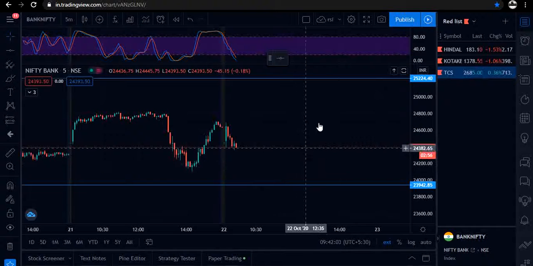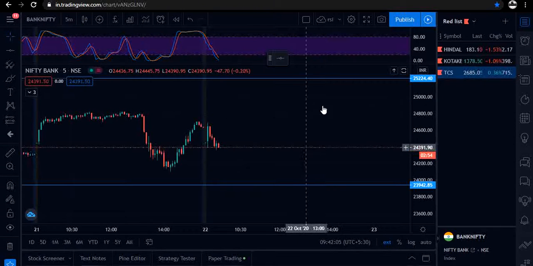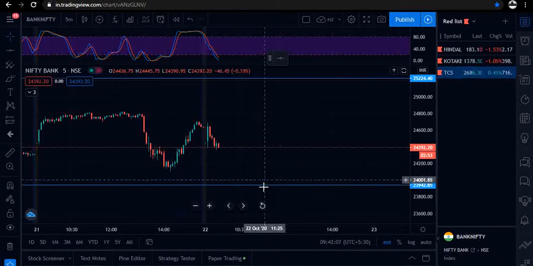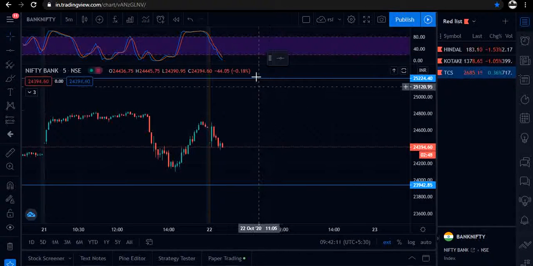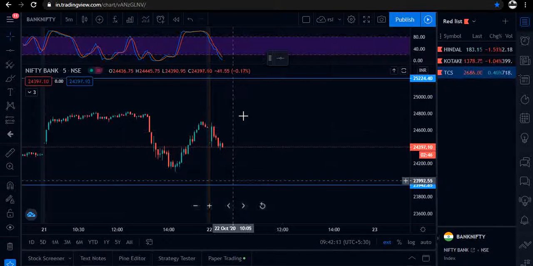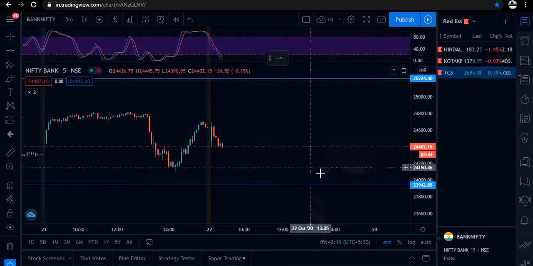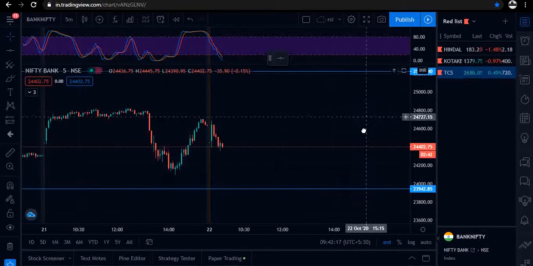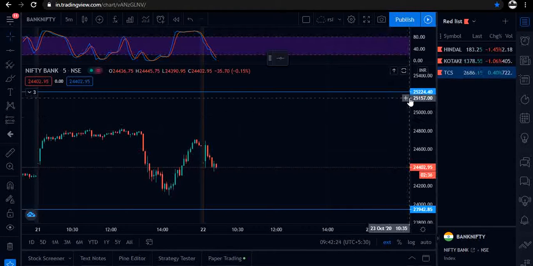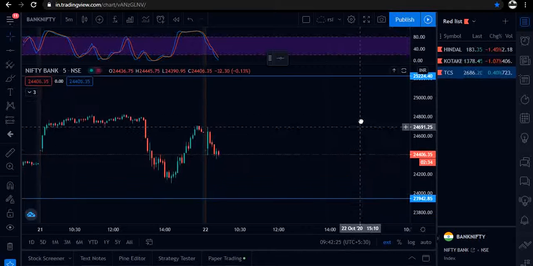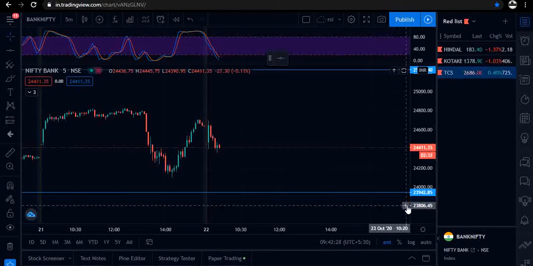Okay traders, as you can see here, I have drawn this resistance and this support. According to me, Bank Nifty cannot cross both of these support and resistance. So what we will do here is short the call of 25,200 and sell the put of 23,900.